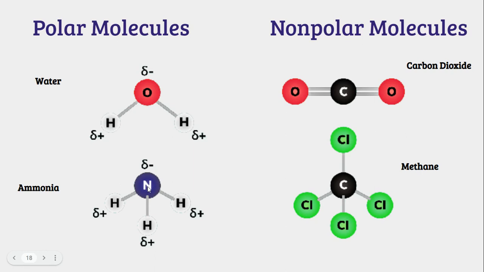We can see here ammonia, which is another example of a polar molecule. Our nitrogen is more electronegative than our hydrogen atoms, so it pulls electrons closer to its nucleus, creating slightly negative charges, versus the hydrogens that have slightly positive charges. But looking at our nonpolar molecules, our carbon dioxide, because neither one is more electronegative than the other, we can see that there are no charges found in this molecule. And we see the same thing in our methane molecule.